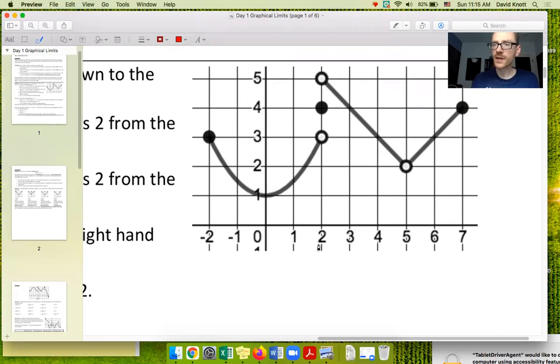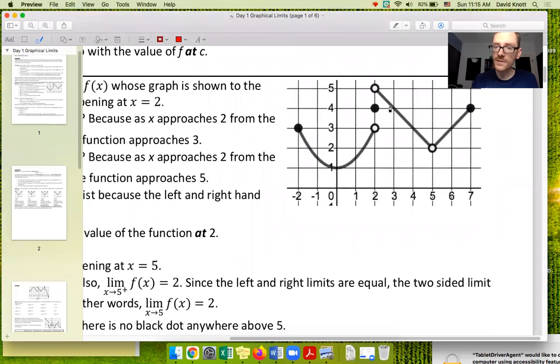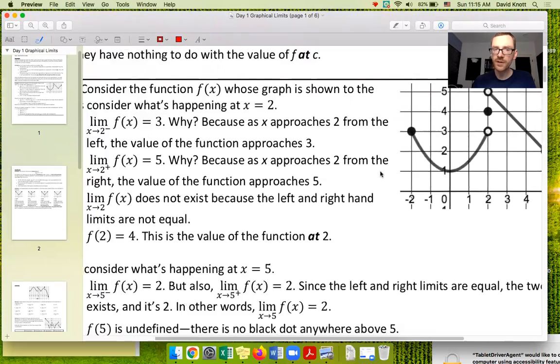This is what the full and empty dots are for. They clarify this situation. Because you got a full dot at 4, that means that the value of the function at 2 is 4. The empty dots really just mean that the value of the function at 2 isn't 3 and it isn't 5, but rather it's 4. So that's the significance of the full and empty dots. Well, anyway, let's use this graph to actually evaluate some limits.